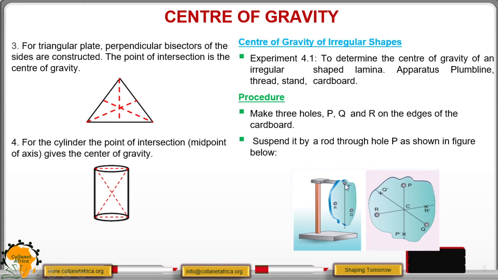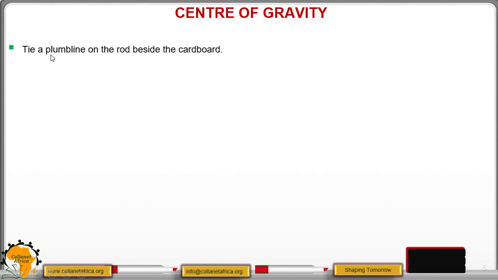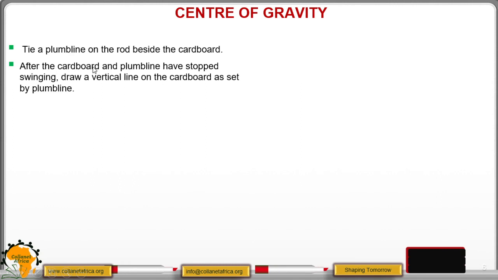So this is our P here. You suspend this cardboard. Then you tie a plumb line on the load beside the cardboard. After the cardboard and the plumb line have stopped swinging, you draw a vertical line on the cardboard as indicated by the plumb line.